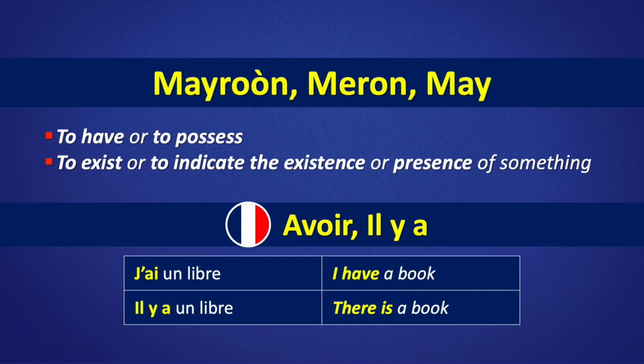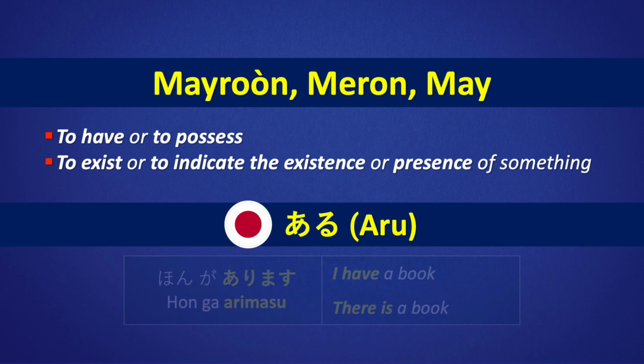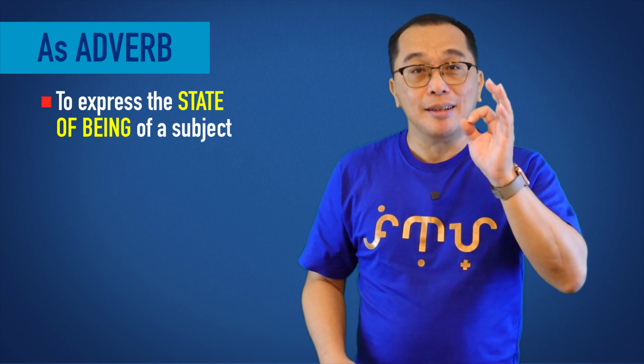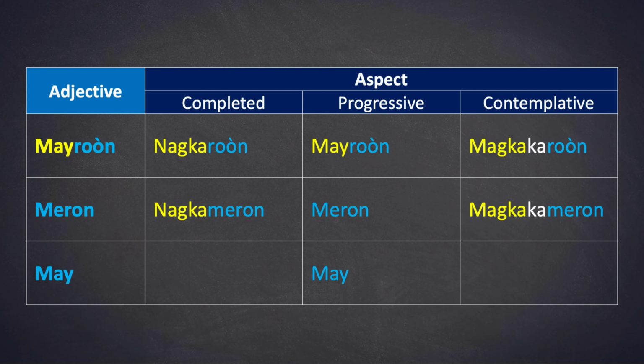Mayroon, meron, and may convey the same idea as the Japanese aru, like hon ga arimasu. As adverbs, they are combined with nouns to express the state of being of a subject. I will cover that later in this video. First, let's examine mayroon, meron, and may as verbs with this table. Mayroon is formal. Meron is more casual. May is the shortcut of mayroon and meron. Hence, it's even more casual and informal.